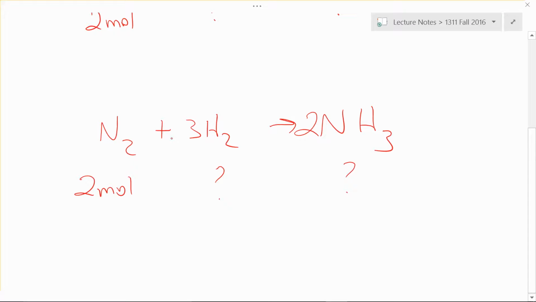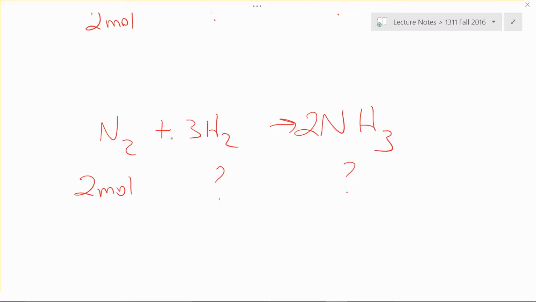So now, if I have 2 moles of nitrogen, how many moles of hydrogen are going to react with that? 6, right? 6 moles, because 3 moles of hydrogen are going to react with every 1 mole of nitrogen. So that means if I have 2 moles, it's going to be 6 moles of this. Well, then how much NH3 would be produced? For every 1 mole of nitrogen, I produce how many NH3s? 2. So if I have 2 moles of N2, how many moles of NH3 do I produce? 4.